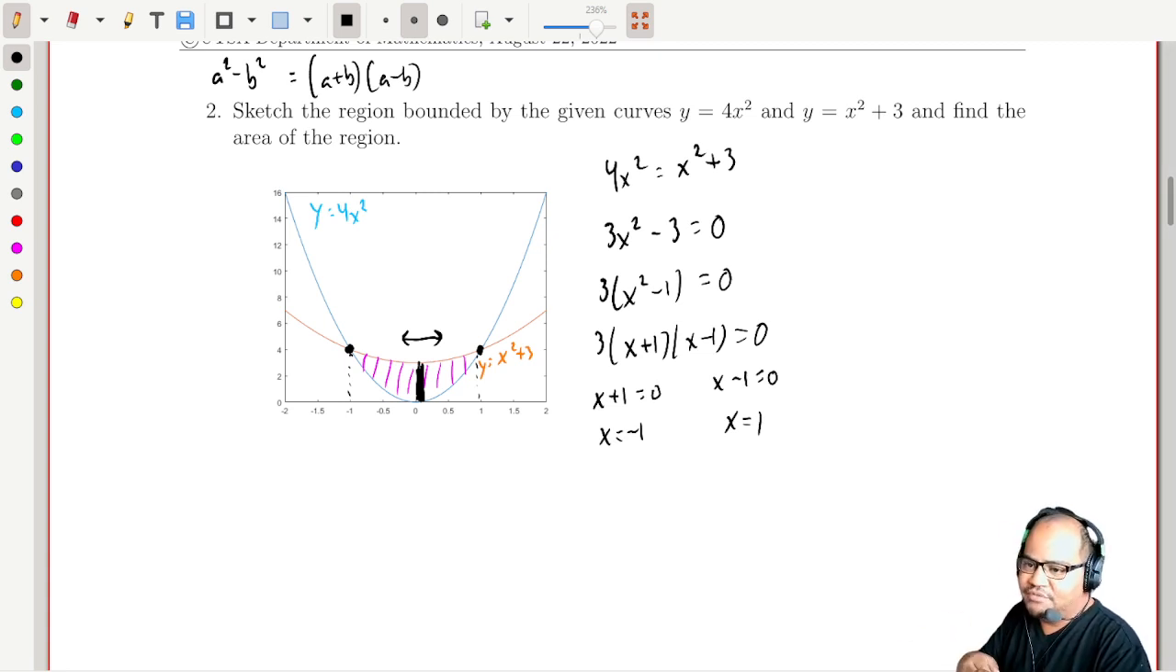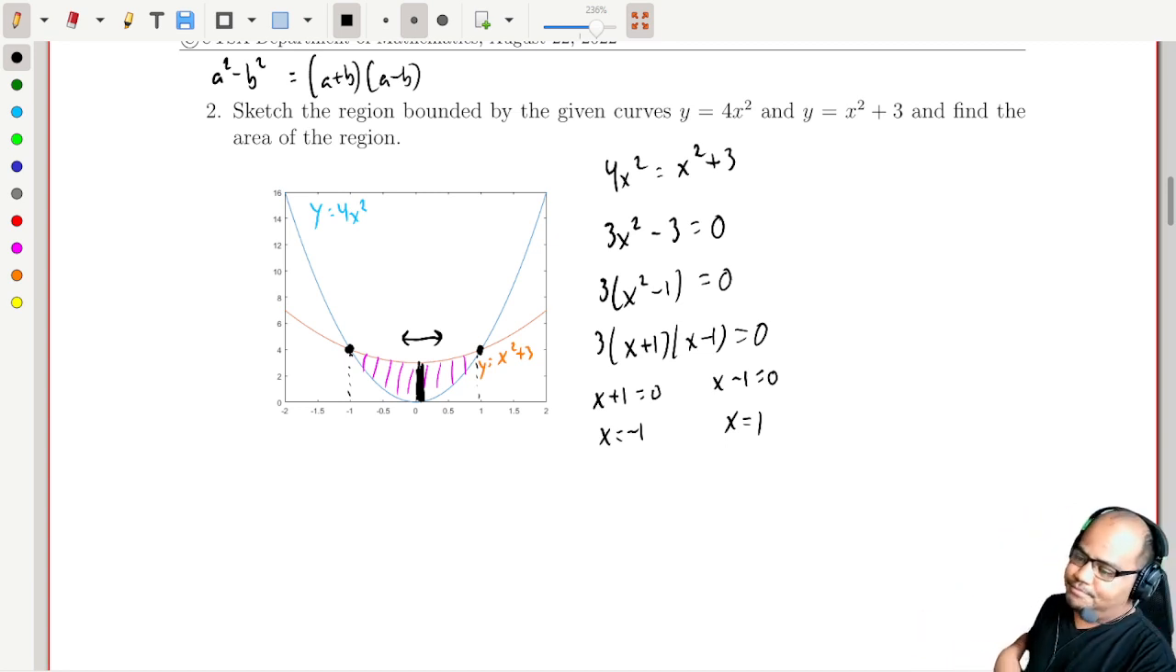So this is how you find those points of intersection. You need to actually set the two curves equal to each other. You're really solving a system of two equations. Make sure that you're following the rules for that. And that gives you your intersection points.